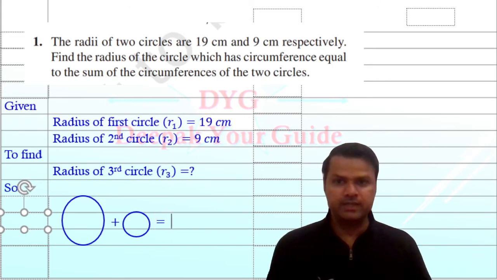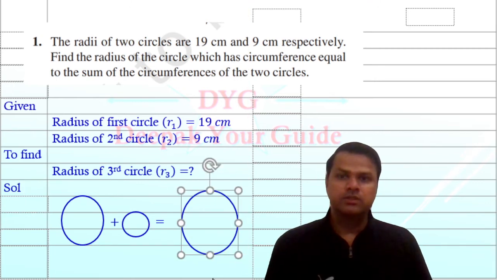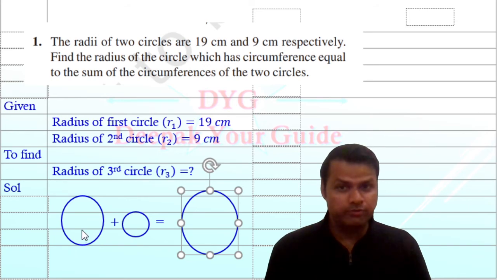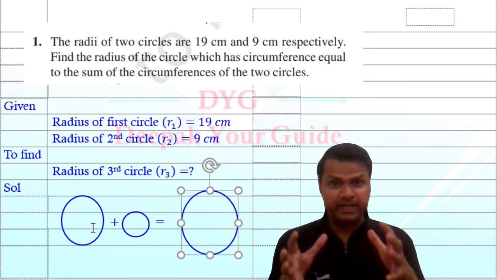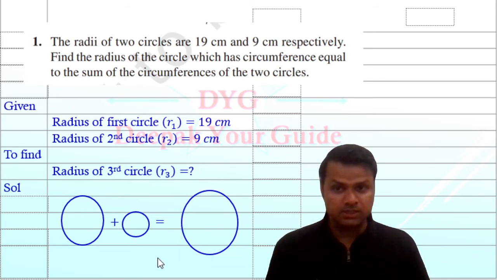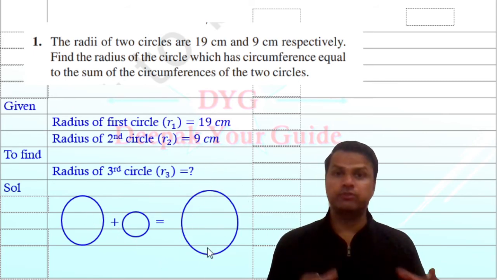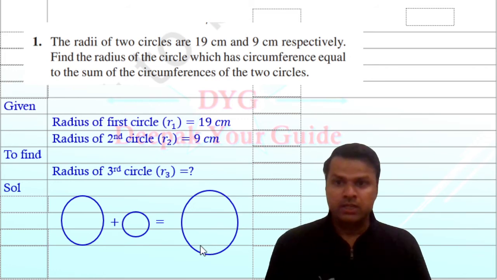So the circumference, that's what we are talking about, and we have to make a bigger circle because now definitely it's bigger. It's the sum of both of these things. So this is the situation: the circumference of one circle plus the circumference of the second circle is equal to the circumference of the third circle. So when we are adding the circumferences of these two circles, they are equal to the circumference of this big circle.